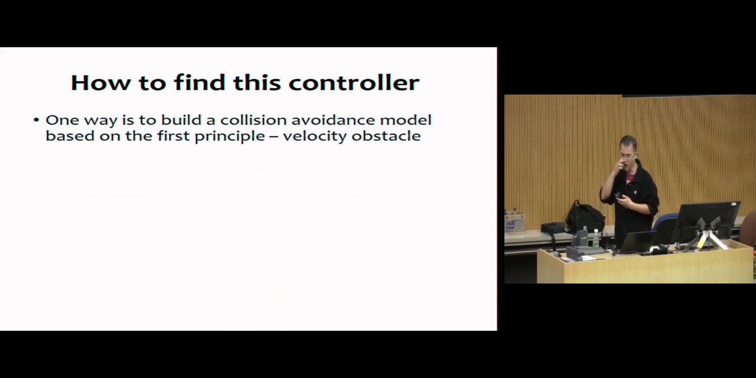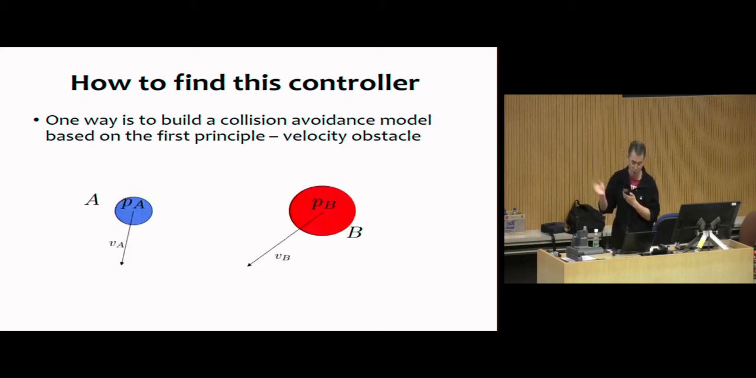Then, how can we find this controller? One way is to use traditional control principles, i.e. we start from physics. What is the first principle to make sure that two robots will avoid each other? This first principle is called the velocity obstacle. Here I briefly introduce the background. I have two robots, and the two robots have different velocities.